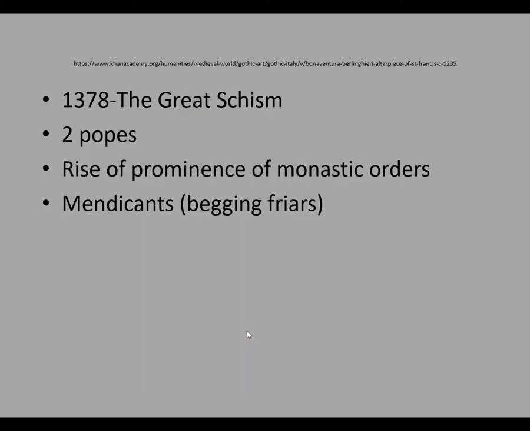What else is happening? In 1378, we have the Great Schism in the Catholic Church, and the outcome of this is that there are two popes, one in Avignon, France, and one up in Germany, which means a lot of area, including Italy, has this gap, this lack of representation of a leader in the Catholic Church. And it's this time that monastic orders of monks seem to gain power and prominence around Italy.